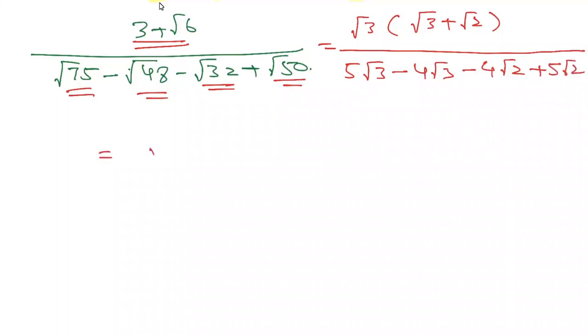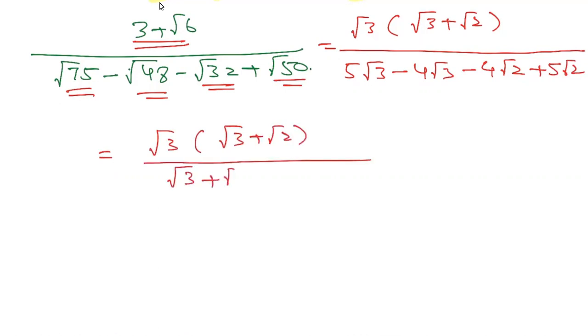Very good, beta. Root 3 plus root 2, whole thing divided by 5 minus this is root 3 plus root 2, right? You can cancel out. So you are getting answer as root 3.